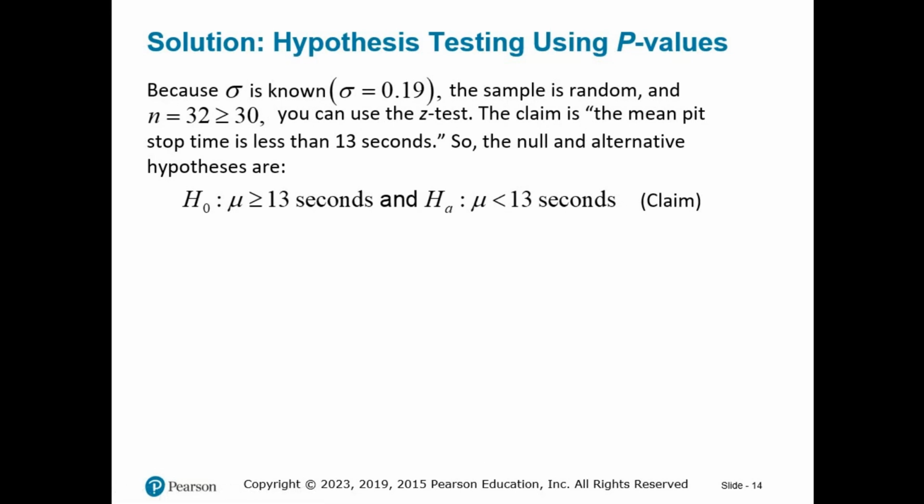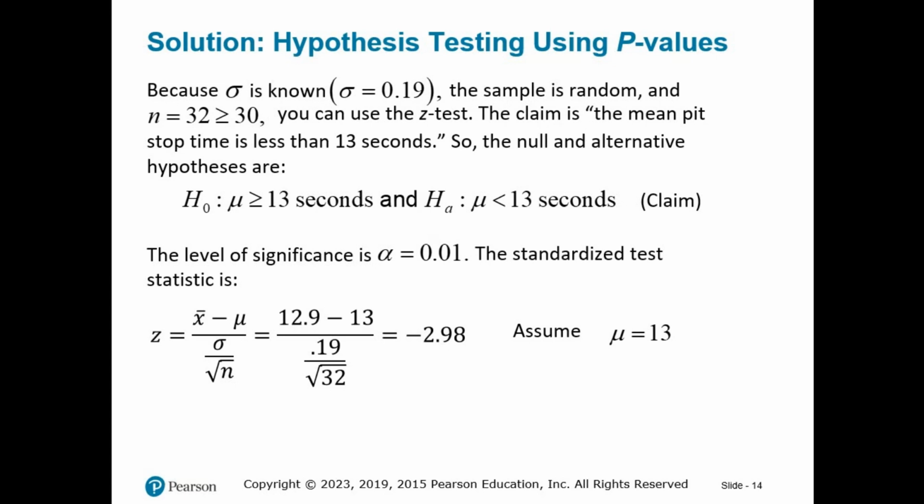Now those are my hypothesis statements. Now I'm ready to standardize my test statistic. One thing I need to note here is that we're going to assume mu equals 13 for the formula. I have all of my information to plug into the formula for my z value. My sample mean, or x bar, was 12.9 minus mu, which was 13, because we assume that mu is true, so that's why we use that value in this formula, divided by the ratio of sigma, which was 0.19, divided by the square root of n, which was 32. We get negative 2.98. This is my standardized test statistic.